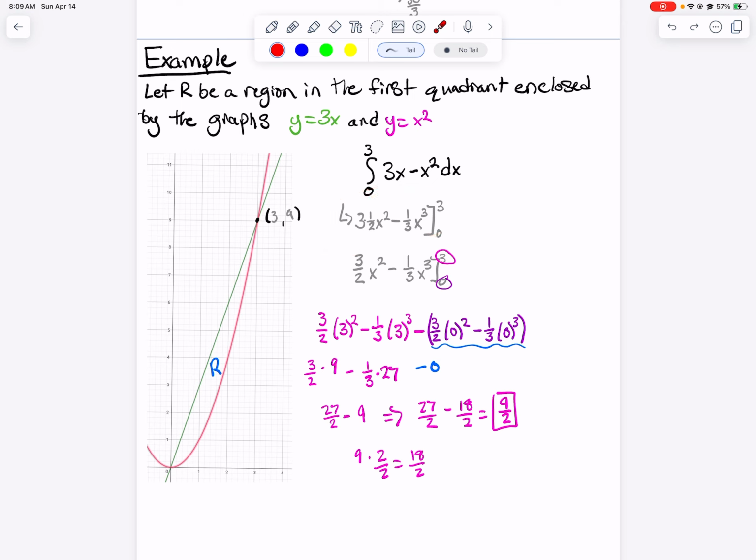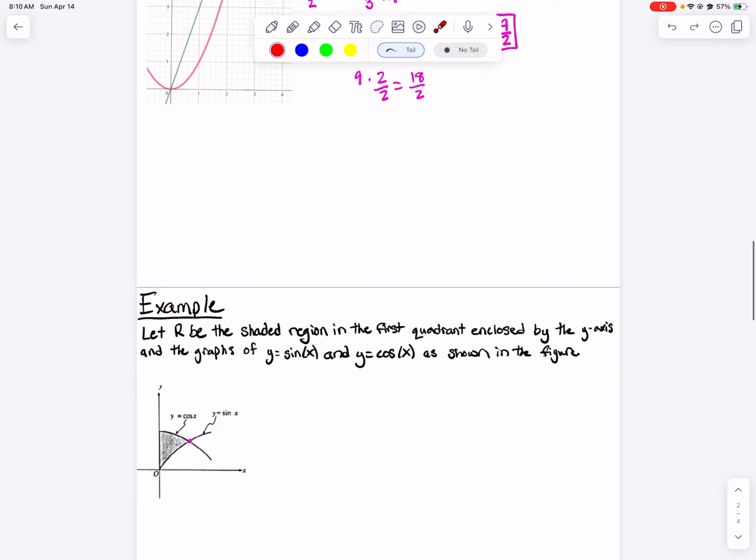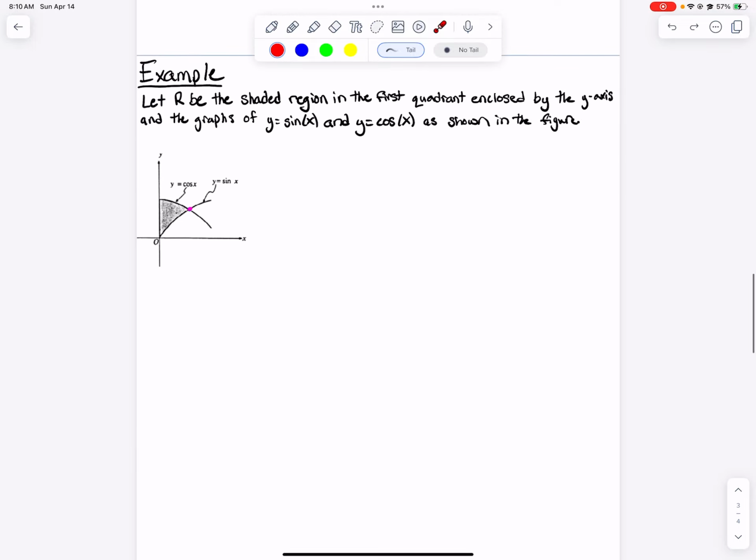Simplify this. Identifying when something's going to give me just 0, and then doing our full subtraction using fractions a lot of times. So, awesome. Got one last example here. Example. Let R be the shaded region in the first quadrant enclosed by the y-axis and the graphs y equals sine x and y equals cosine x, as shown in the figure.